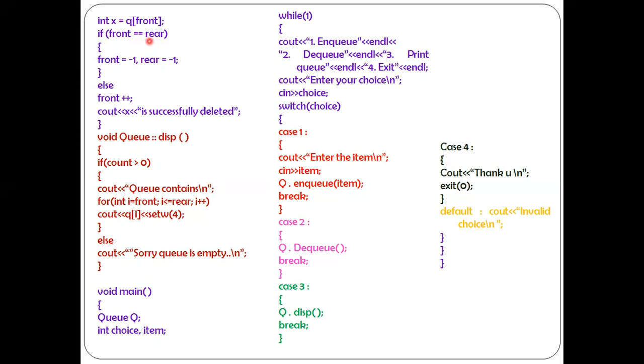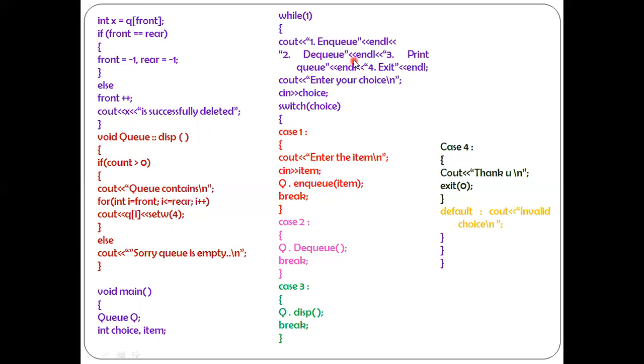0 is equal to 1, condition false. So we'll execute after the else part. Front plus plus. That means front gets increased by +1. Last time it was 0 and this time it is 1. Now, cout insertion x. X means 10. 10 is successfully deleted. This closing flower bracket indicates the end of the DQ member function.